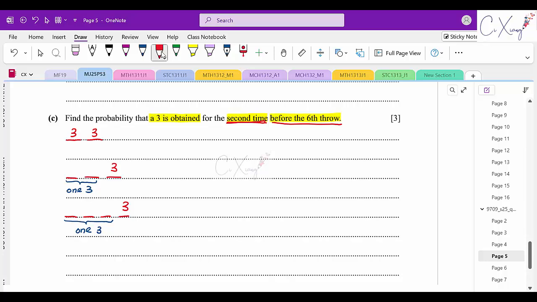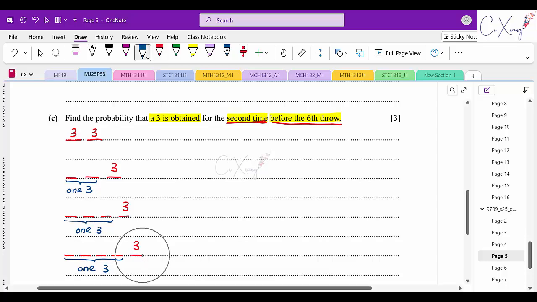Okay, then what else do I have? I will be having the next case, where when I throw it 5 times, the last time I get is a 3. Then after that, the first 4 times here, I also get 1 3. Okay, so you can see that this second 3 is obtained for the second time before the 6th row. Before the 6th row means that this is the 5th row.